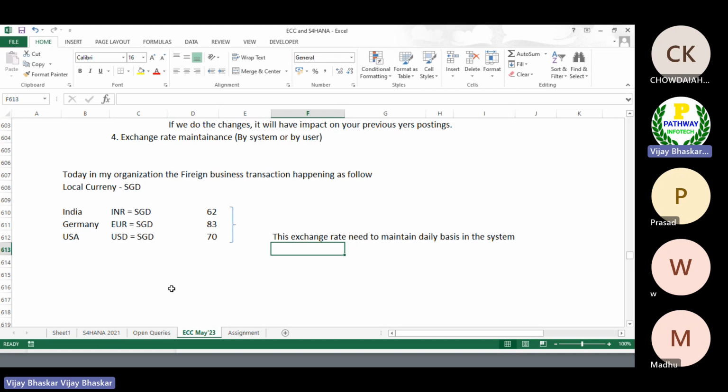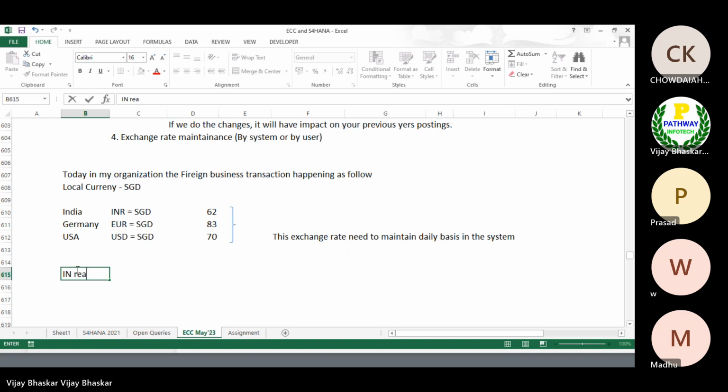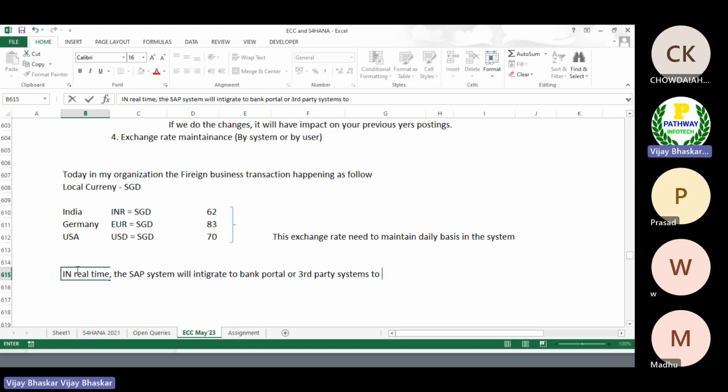What we do in real time, in most cases, the SAP system will integrate to a bank portal or third party systems, to get the exchange rates and update the exchange rates into the system.